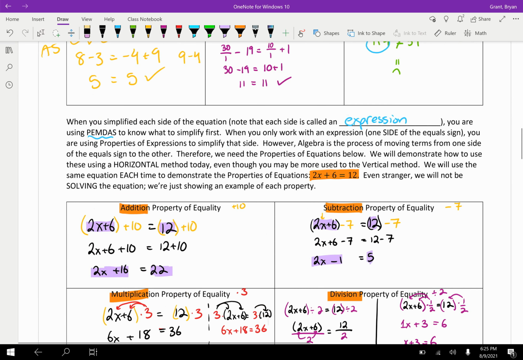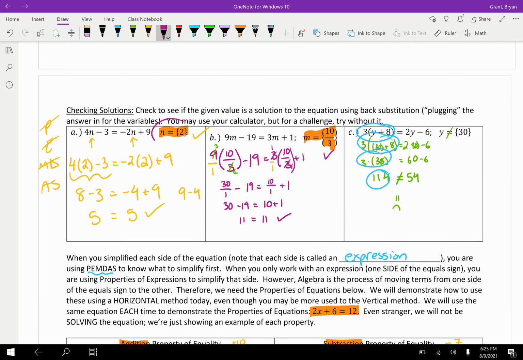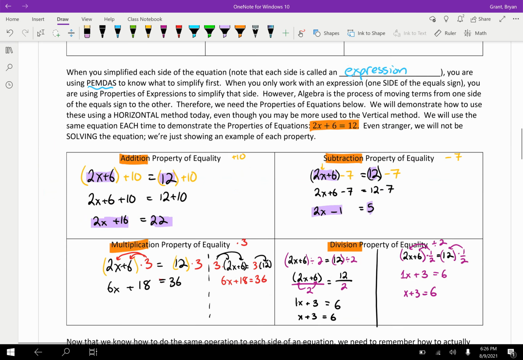That's what we did up here. This method is known as back substitution. You find the answer and you substitute it back in to the original equation to make sure the left side equals the right.